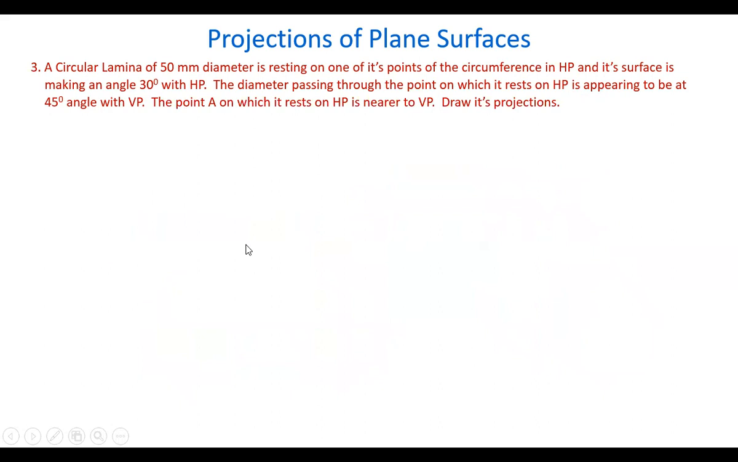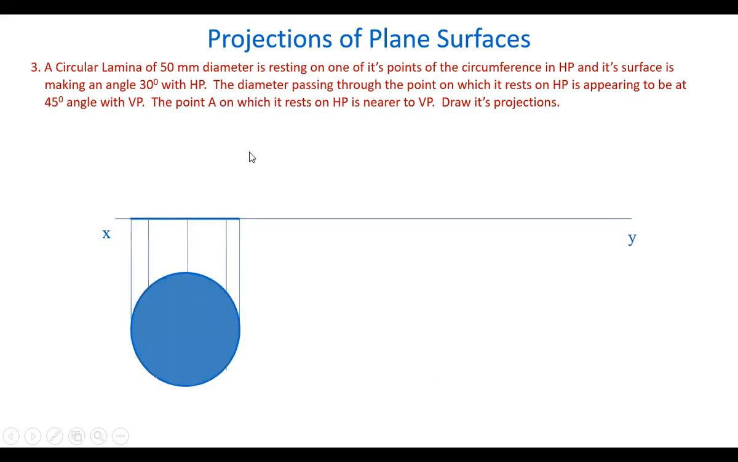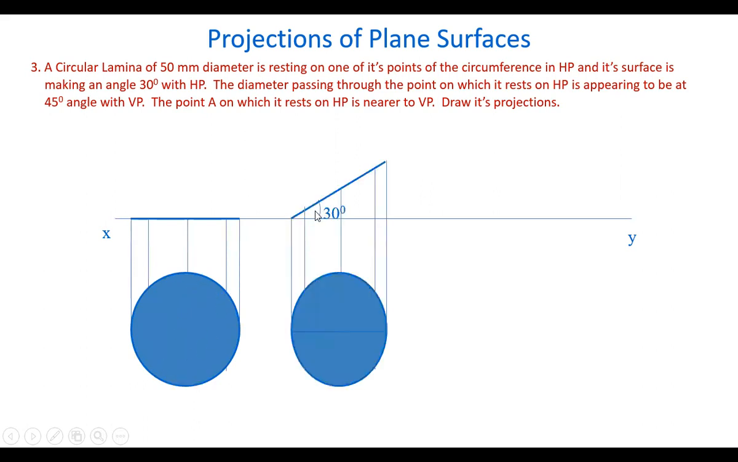Next, let's take another circular lamina, 50 mm diameter, resting on a point of its circumference in HP. Okay, its surface making an angle 30 with HP. Fine. And okay, let's show that the circle is shown here and the surface angle with HP, and the diameter through the point on which it rests on HP is appearing to be at 45 degrees angle. Okay, and the point A on which it rests on HP is nearer to VP.